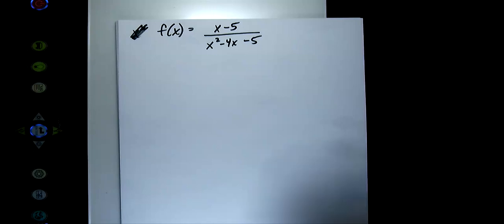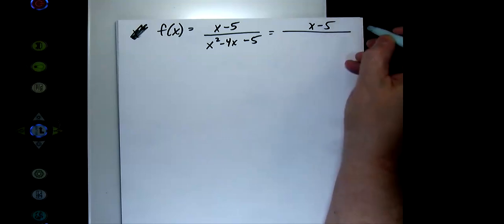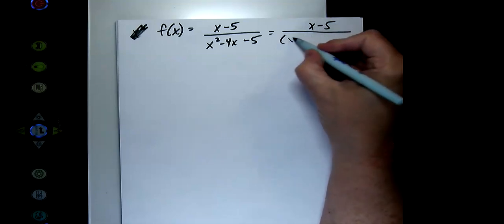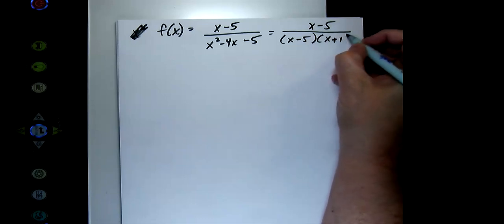All right, Luis, quick. What does that bottom factor into? X minus 5, X. First one. Good.